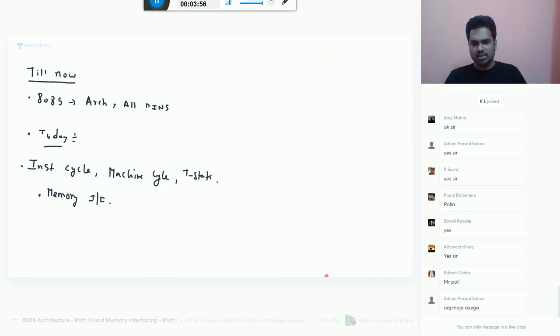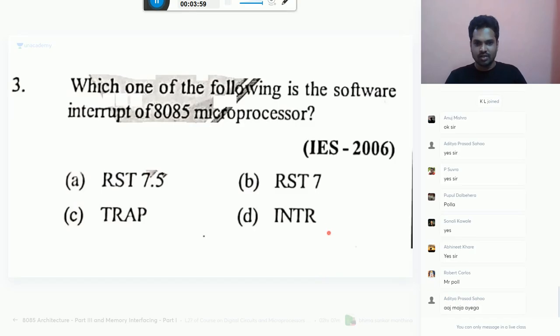It is a simple question. All are simple questions. There is no trap today, I mean, for the first few questions. So which of the following is a software interrupt? I don't give much time, just to quickly revise the things we have discussed.